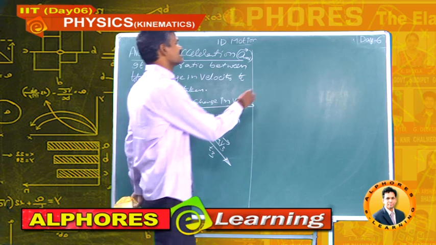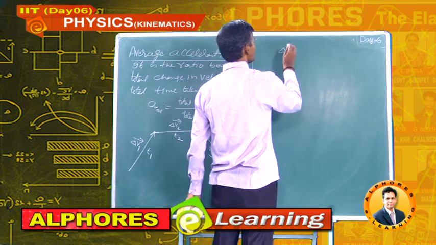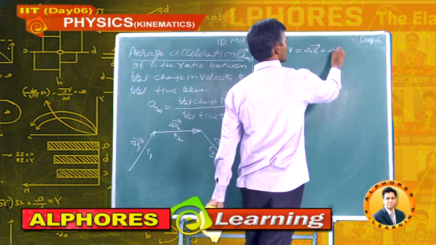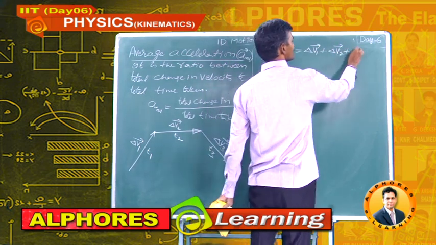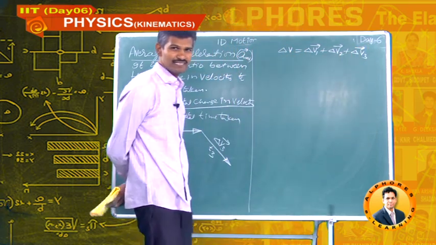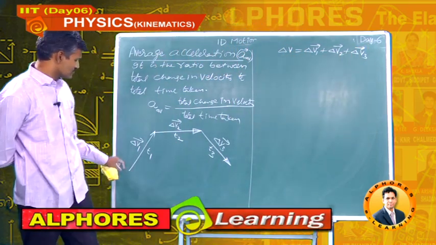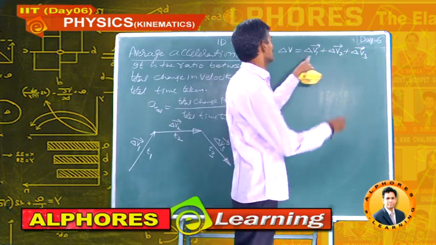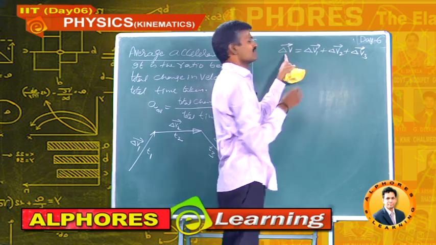So the total change in velocity, that is delta v, is given by delta v1 bar plus delta v2 bar plus delta v3 bar. This gives the total change in velocity. We know that to add any number of vectors, by adding all these vectors, you will get the total change in velocity.